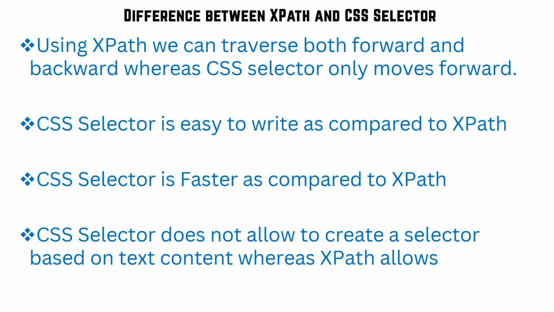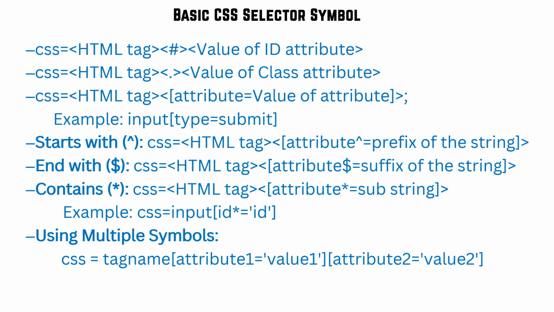What are the main differences between CSS and XPath? Okay, CSS selector is very easy to write compared to XPath. CSS selector is faster compared to XPath. Sorry, in XPath, we can go from parent to child or child to parent. But in CSS, we can only go from parent to child, not from child to parent. CSS does not help us create a selector using text, but XPath will. In XPath, starts-with and contains are available. But in CSS, starts-with, ends-with, and contains are available. So that is the major difference between CSS and XPath.